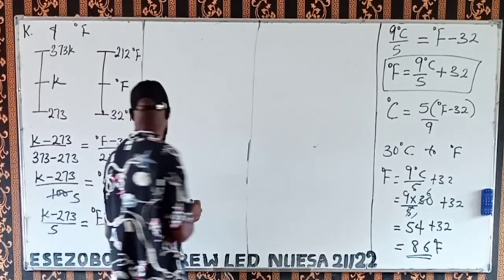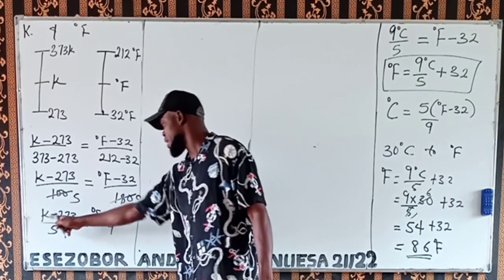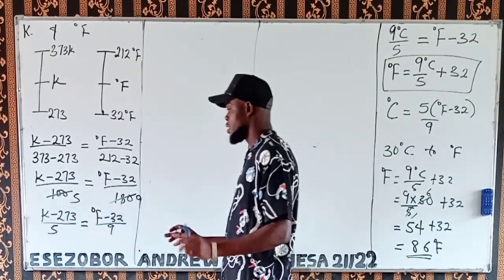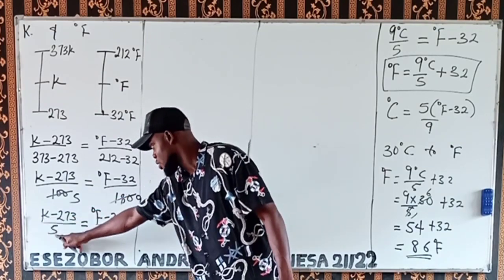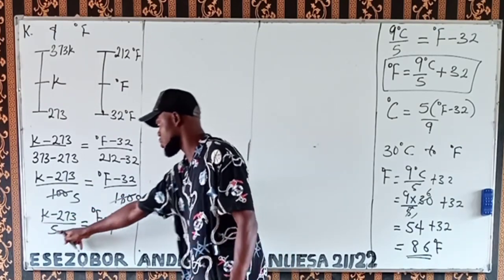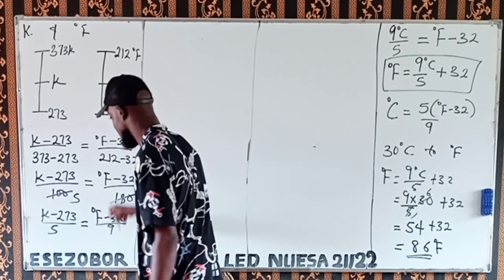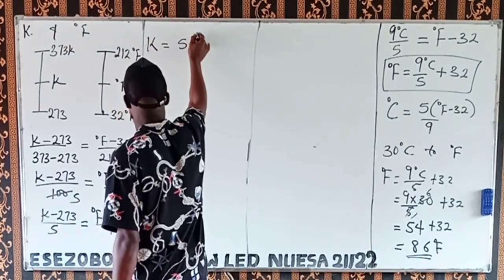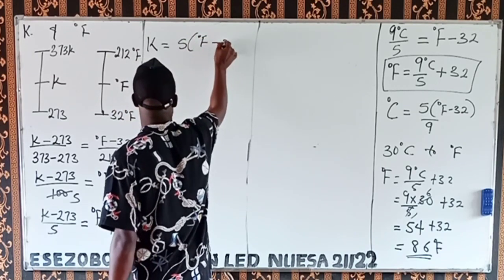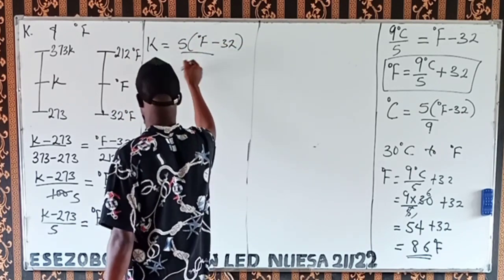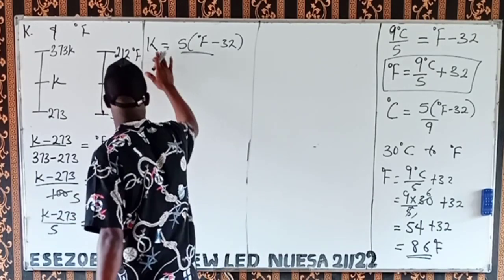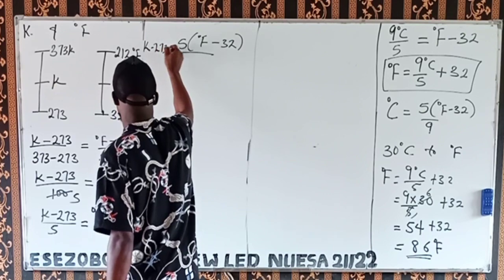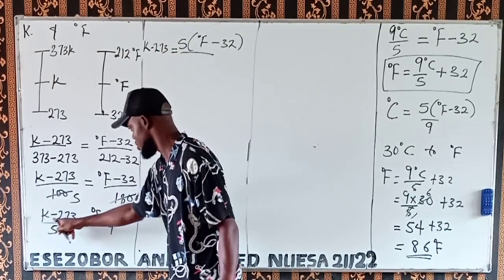Now I want to make either K or degree F the subject of the formula, either of them. So therefore let's make K the subject. I'm going to move the 5 out from here. 5 times this, we're going to have K minus 273 equals 5 times degree F minus 32, everything over 9. Remember it's K minus 273.